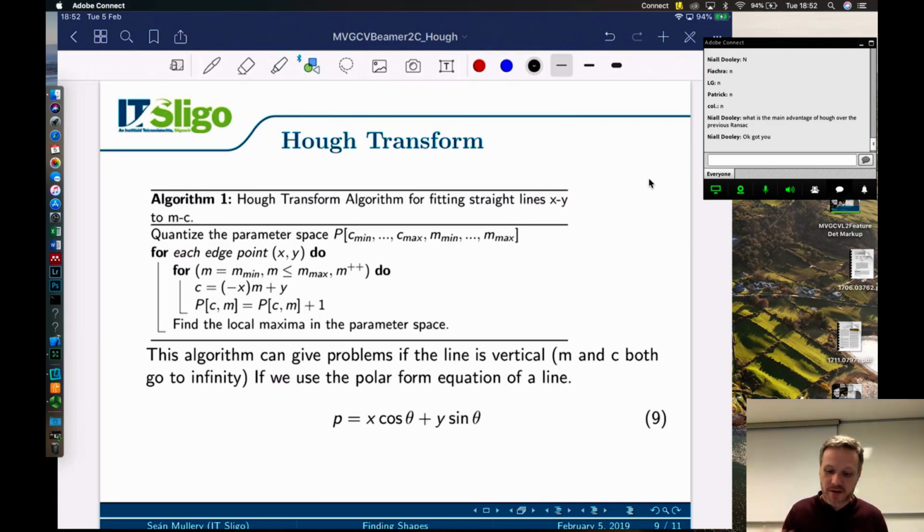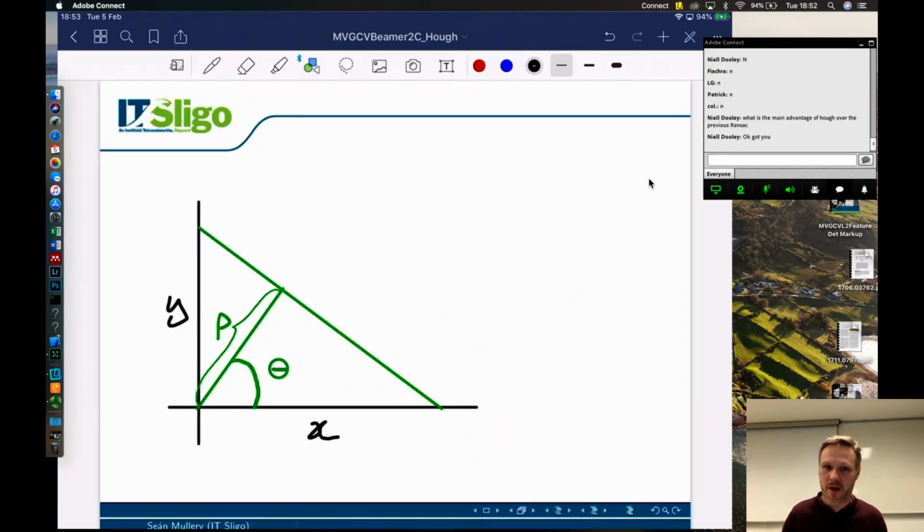This algorithm can give problems if the line is vertical. A vertical line has a tendency to give problems with any of these systems here. The reason being that the m is infinite because it's infinitely up. So there is another version of this that we can use, the polar form of the equation of a line, which is p equals x cos theta plus y sine theta, which is probably a version of the line that you're not as familiar with, but this is basically the idea of how it works.